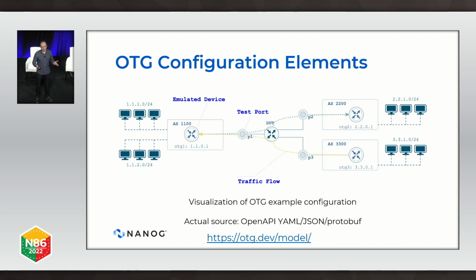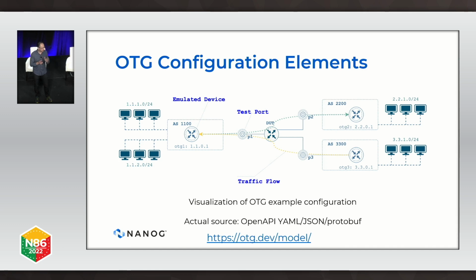I was thinking how to present this OTG configuration to you. What it really is, it follows the Open API standard. It's a text file, it's YAML or JSON, or it's a protobuf, right? A description of the configuration. We have it published on the otg.dev website. I'm just using here a visual representation to highlight the main components.